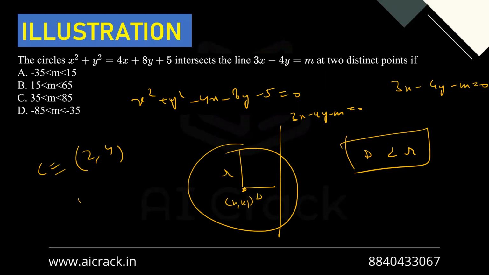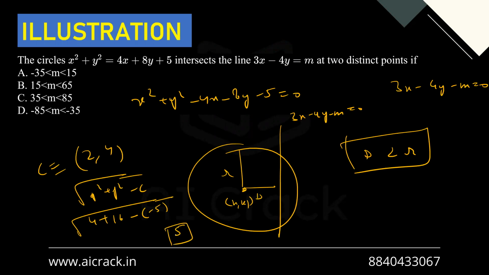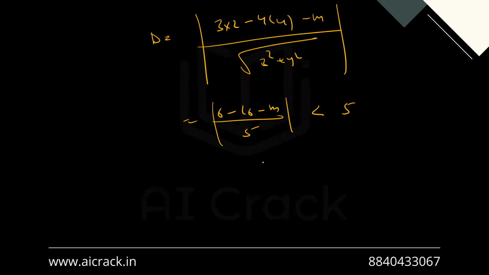R over here is under root g square plus f square minus c. So g square plus f square would be 4 plus 16, and minus of minus 5, right? This becomes 20 and 25. This radius is 5 over here. Okay, so that should be less than 5.